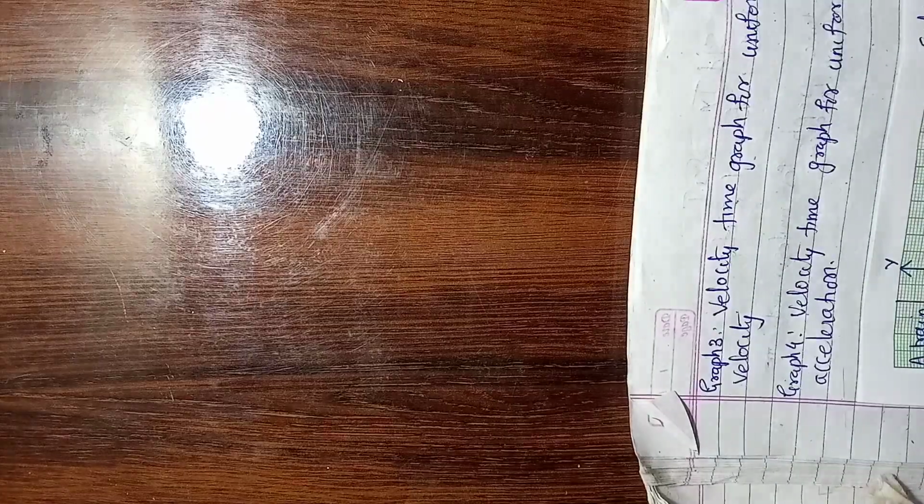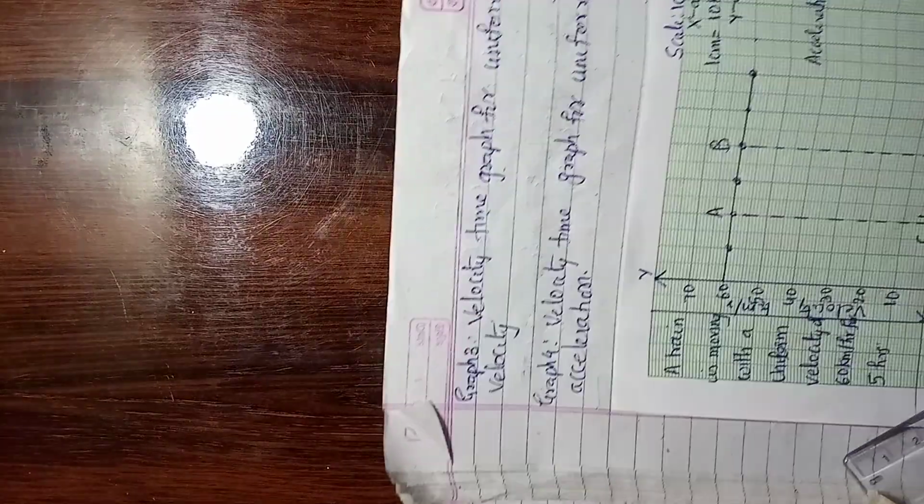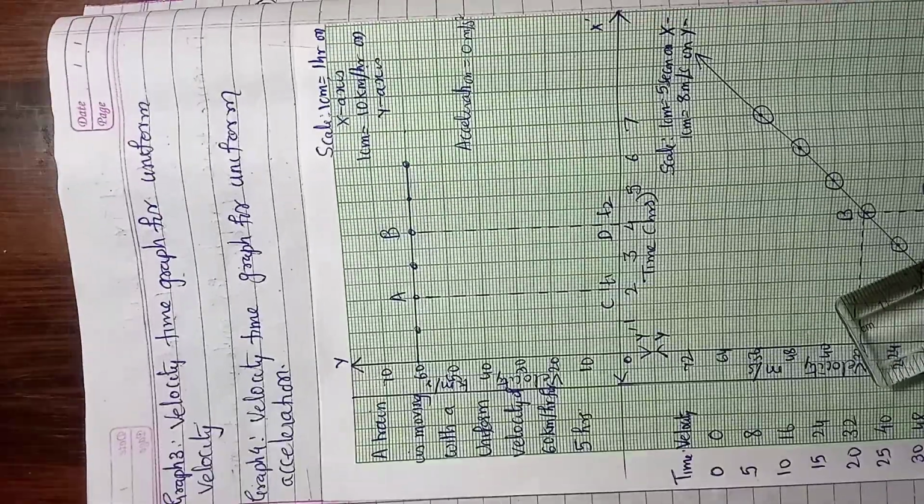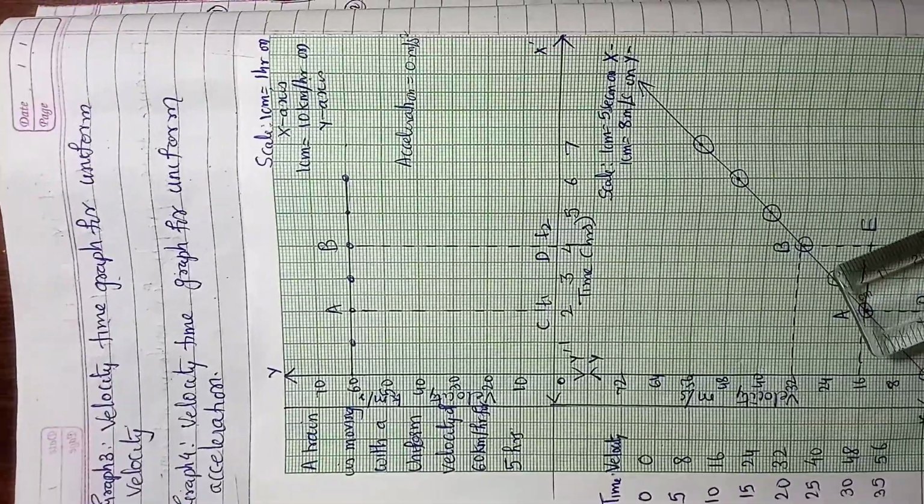Now we'll be dealing with another graph. This time it will be the velocity-time graph for uniform motion and the velocity-time graph for uniform acceleration. Like in the previous graphs also, observation and the graph is plotted so that you can understand very easily.